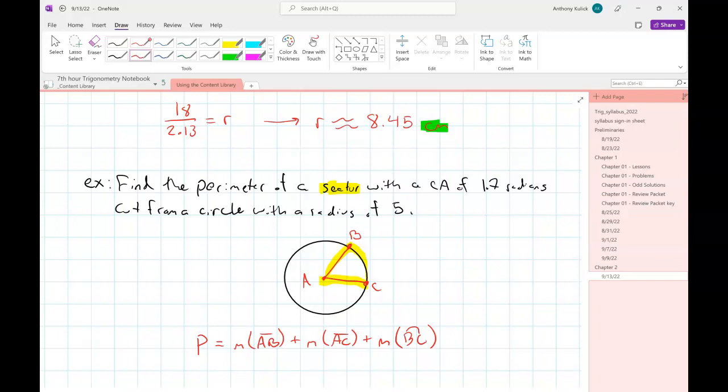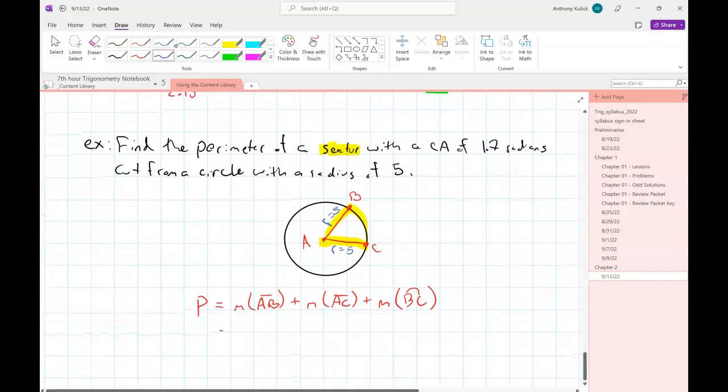Should be able to do it with no calculation. It's just a reading skill. 5. Very good. How do you know it's 5? Yes, it's the radius of the circle. So we know that that's 5. Similarly, we know that AC is 5, right? Because they're both radii of the same circle. Oh, this is going really well so far.